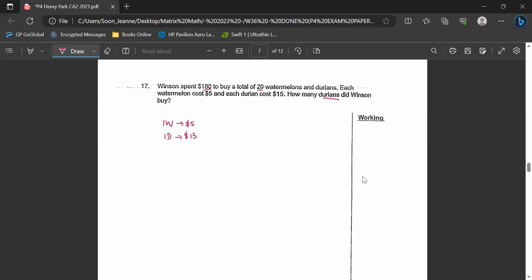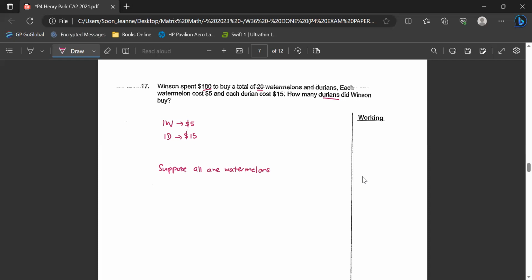Okay, so in this case, when you are very familiar with the concepts, you will know that this is actually a supposition question. Since we want to find durians, we will suppose all are of the other kind of fruit, or all of the other group. So we will just suppose all of the fruits are just watermelons. Okay, suppose all are watermelons.